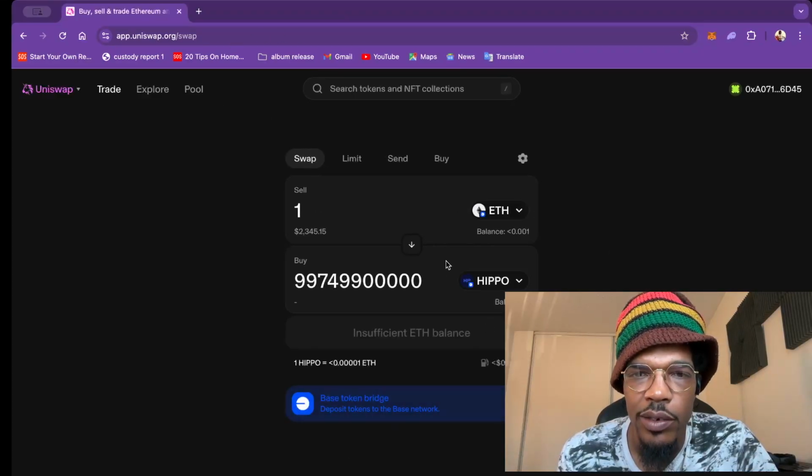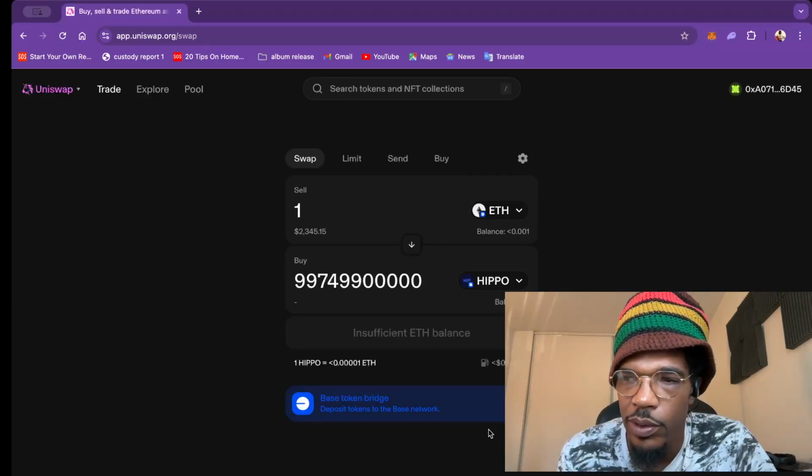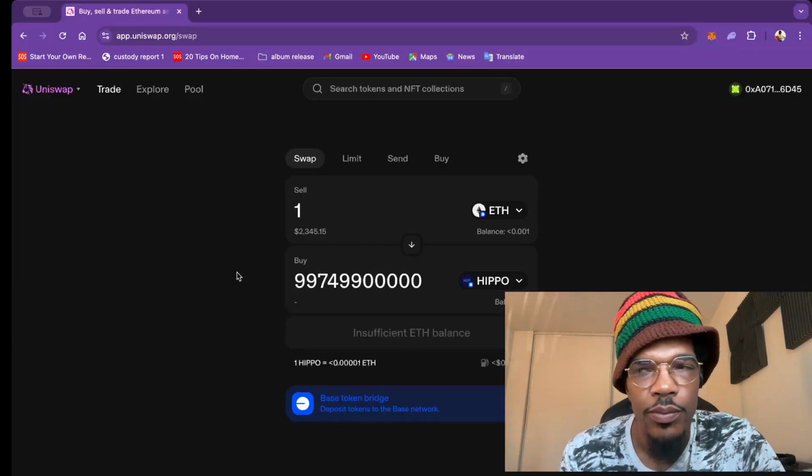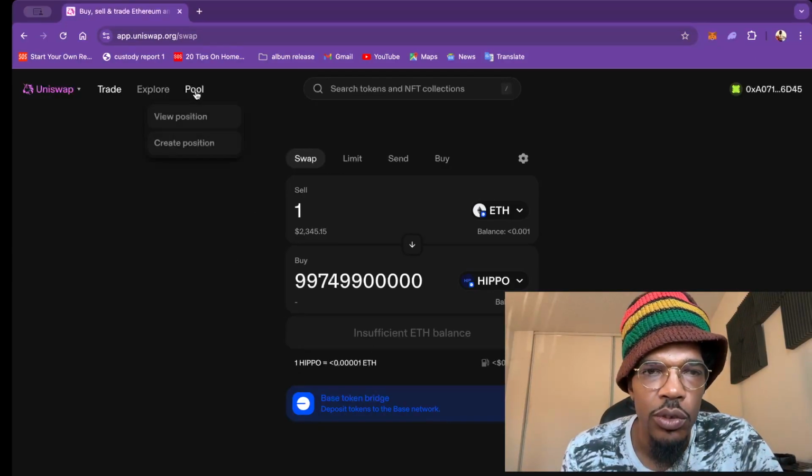That's how you do that on Uniswap. The same way that we did it before. When you confirm a transaction, something will pop up saying you're going to confirm it, and then pending transaction, and it goes through.